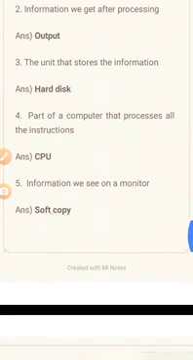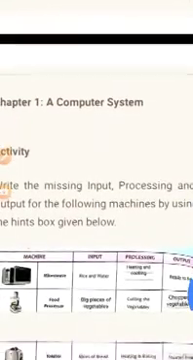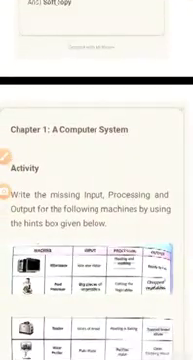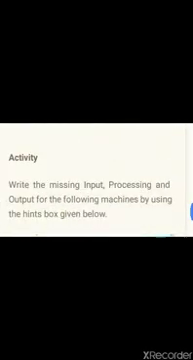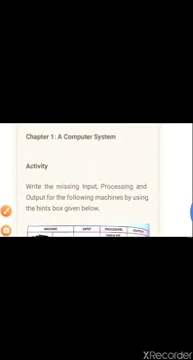Now let's do activity number 2. So let's read the instruction. Write the missing input, processing, and output for the following machines by using the hint box given below. So this is the IPO cycle of different machines. We have to write down the missing part here.